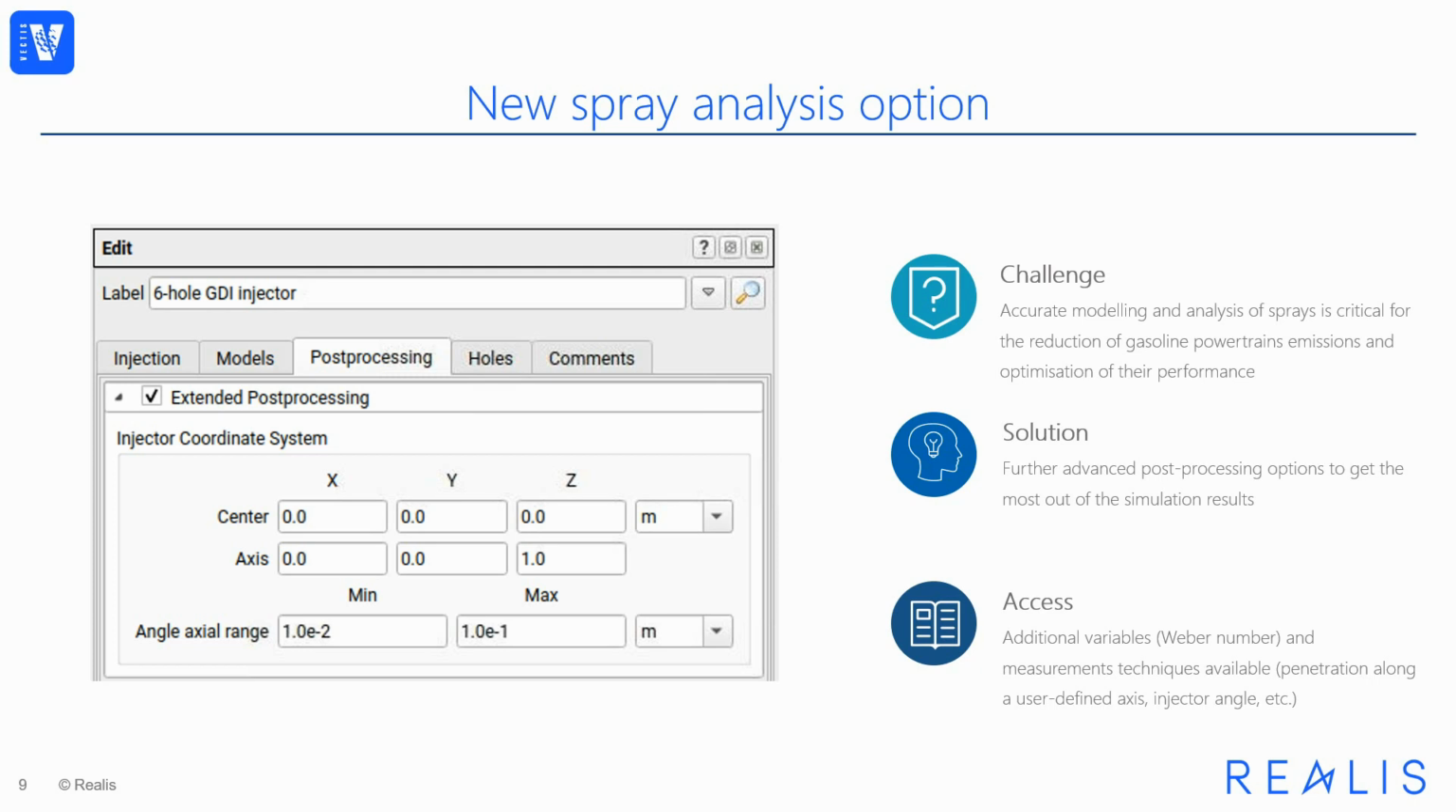These options include the injector half angle, and penetration along a given user-defined axis, and not only along the various hole directions, etc. In particular, this allows us to capture spray collapse accurately. It is accessed through a simple new tab in the injector panel, shown here, where the user has various options available.